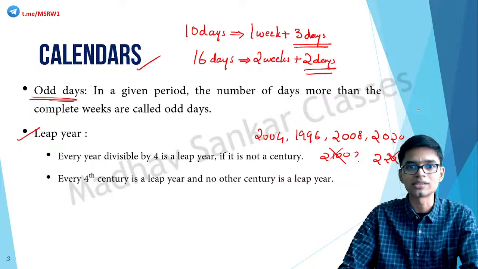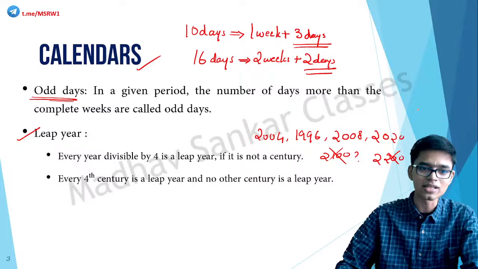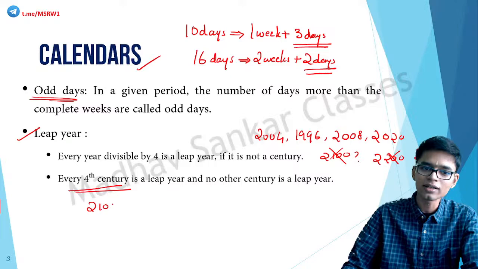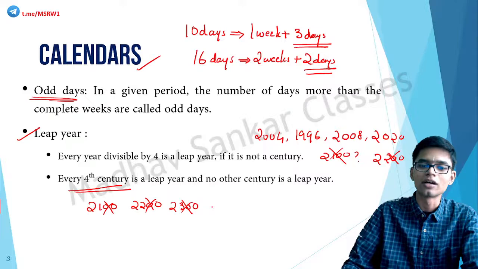But there is a slight exception. Every fourth century is a leap year. Okay. So 2100 is not a leap year. 2200 is not a leap year. 2300 is not a leap year. But 2400 is a leap year.